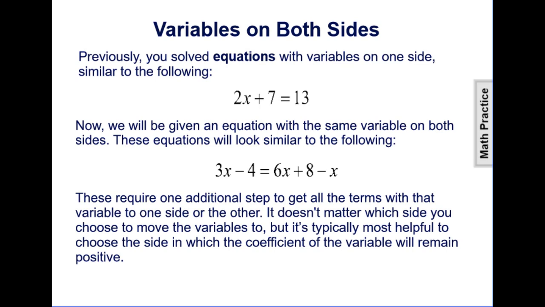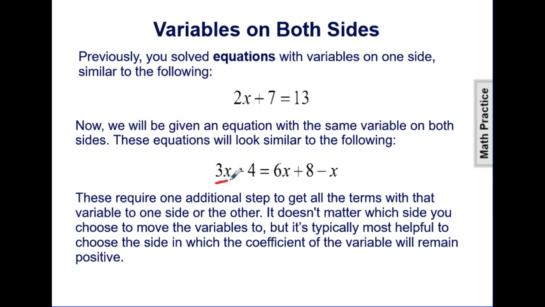Variables on both sides. Previously, we solved equations with variables on one side, similar to the following: 2x plus 7 equals 13. Now we will be given an equation with the same variable on both sides of the equal sign. These equations will look similar to the following. For example, 3x minus 4 equals 6x plus 8 minus x.